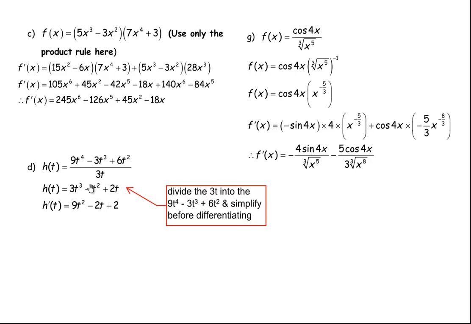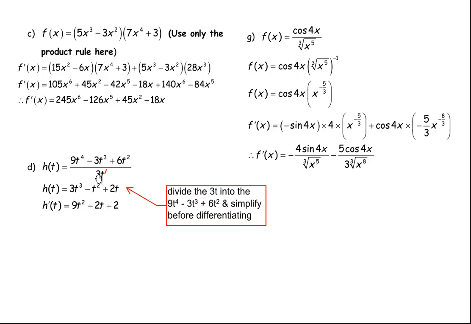For D here, I've put a hint on the answers here. The hint is, if you don't want to use the quotient rule, then divide that 3t into all three terms. So simplify it and then differentiate. So 9t to the fourth divided by 3t. Remember, 9 divided by 3 is 3, and you subtract the exponents. There's really a 1 right there on that 3t. So 4 minus 1 is that 3.